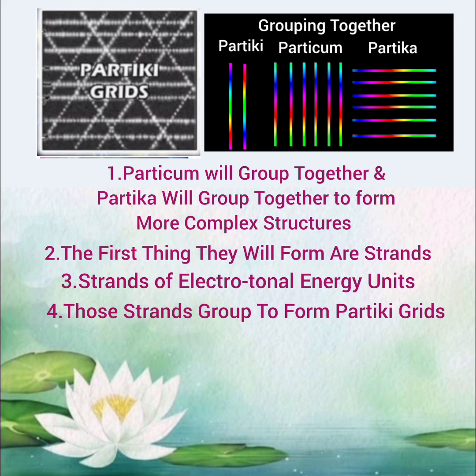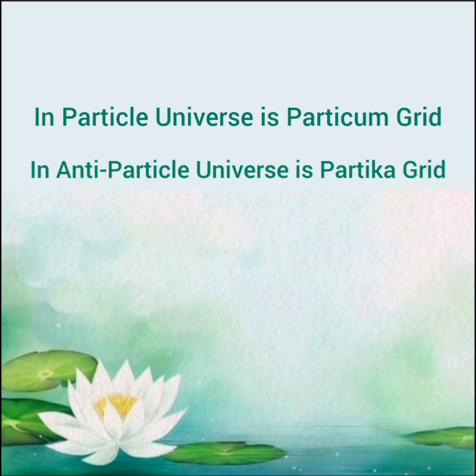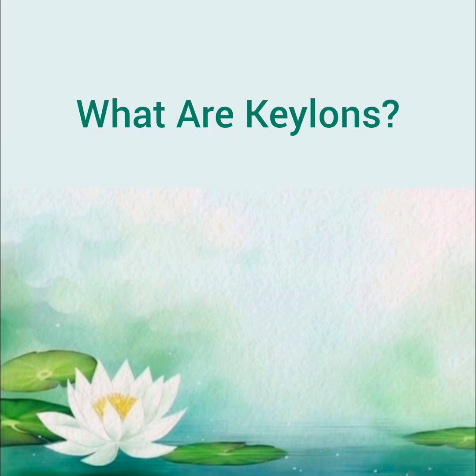and the particle grids are actually composed of particle units, which is the grouping of particum, which at first make the strands of electronic energy. Okay, now we understand what particle grids are. In our system, there is a particum grid, which is made up of particum particles, and in the parallel universe, it is a particle grid. So once the particle grid is formed, then comes the next step, which is the keylons.